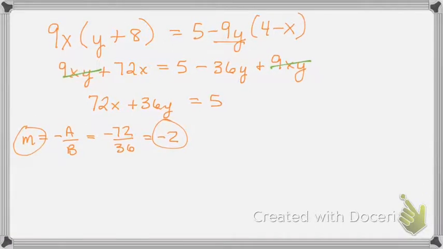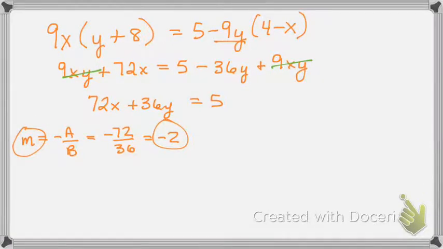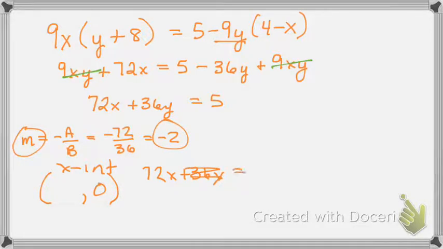Okay, what if I wanted to find an x-intercept? If I want to find an x-intercept, I let y be 0. If I let y be 0, this term goes away and I'm left with 72x equals 5. The 36y crosses out because I let y be 0. Then I solve and get x equals 5 over 72.